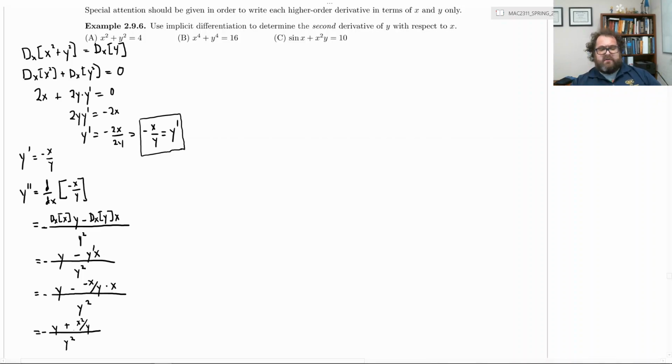Now, here's the thing. It's a compound fraction. We don't like to leave our answers in compound fraction form. So what we do is actually pretty easy this time. Just multiply the top and the bottom both by y, because the only denominator is y. So if I multiply the top and the bottom by y, I'm multiplying by 1.